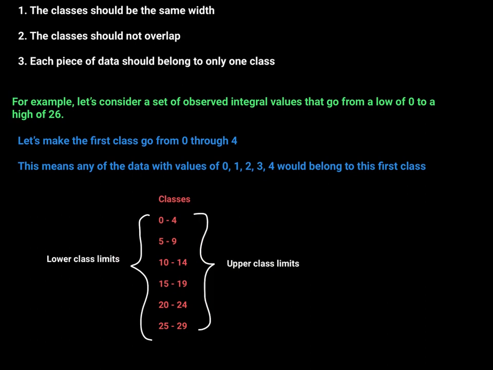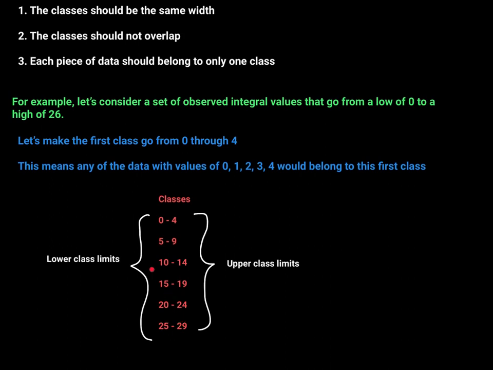Now, these values here on the left, the 0, 5, 10, 15, 20, 25, these are called the lower class limits. And these values on the right, the 4, the 9, 14, 19, 24, and 29, these are called upper class limits. Now, what's really important is we do not need to go beyond this class here.